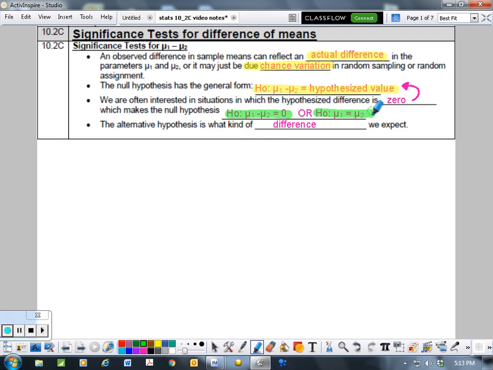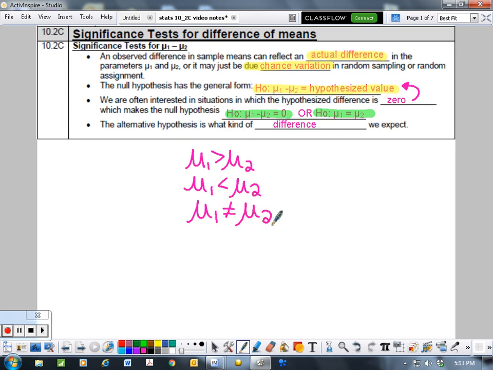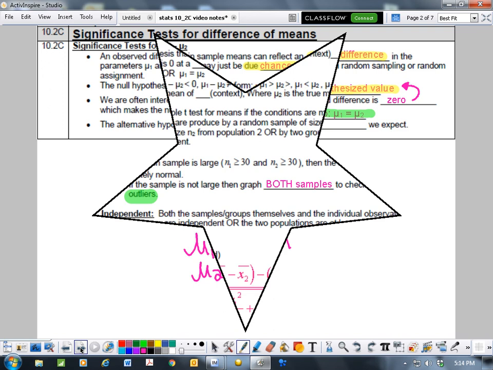And so the alternative hypothesis is going to be the difference that we expect. So it may be that mean 1 is greater than mean 2. It may be that mean 1 is less than mean 2. Or it may mean that they are just different from each other. So be careful about the way it's worded and how you state that alternative hypothesis. And then again, stating mean 1 stands for women, mean 2 stands for men, stating which one is 1, which one is 2, so that way it's clear to everyone else how you're setting up your hypothesis test.